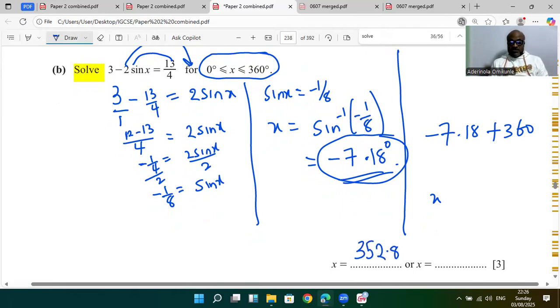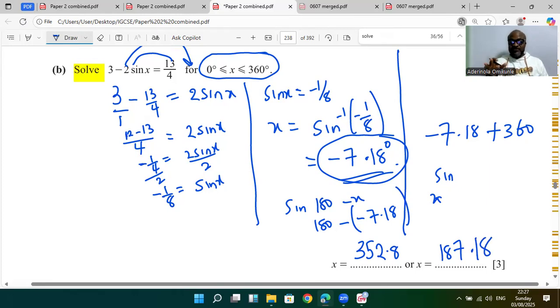Okay? Now, to get the second angle, do your normal stuff. I told you that if it is sine, we're doing 180 minus x. So which is 180 minus negative 7.18. I don't want to do 180 minus 352.8 because that gives me negative again, and it's a whole long process again to bring it back to positive. So just do 180 minus, then minus 7.18, which just gives me 187.18. And those are the two values.